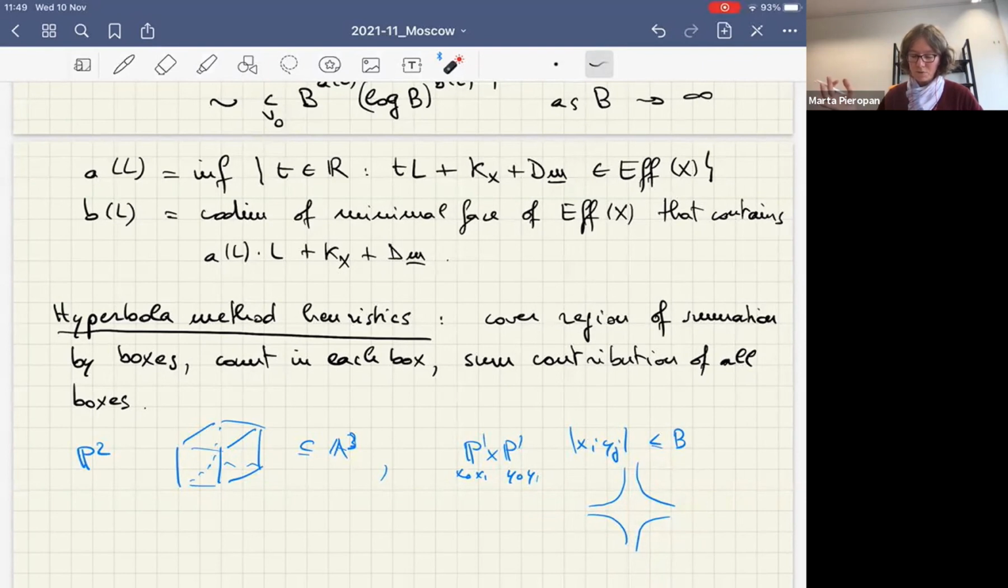And so, yeah, what the hyperbola method does is to say, okay, then let's just put boxes everywhere and count in boxes, and then figure out which boxes are going to give me the main term and which boxes are going to contribute so little. I have so few points they don't really contribute to the main term, so we're going to put them into the error term, and they have a negligible contribution.